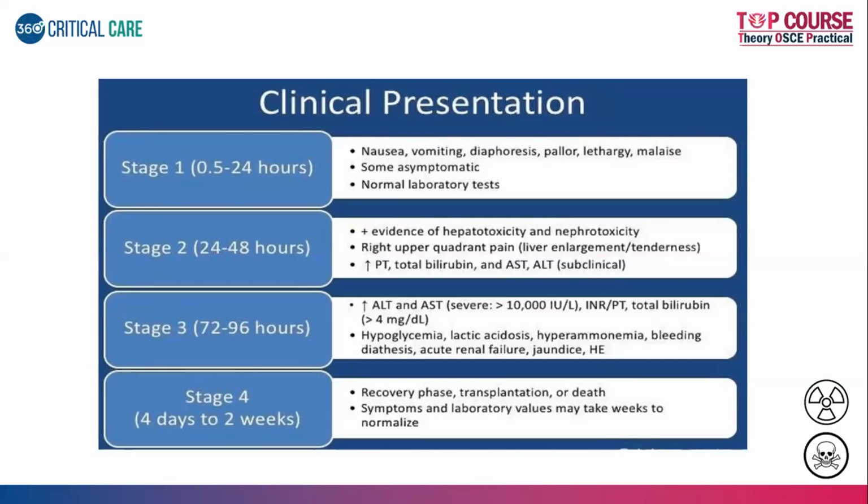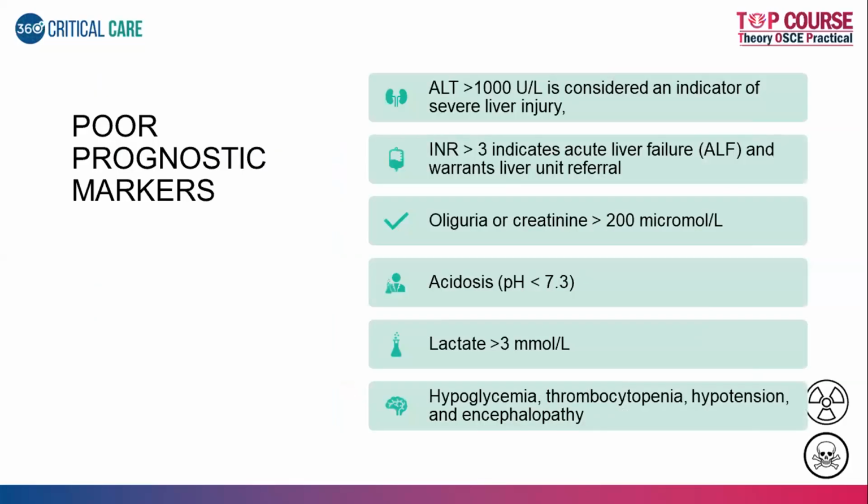Because if the patient is worsening from this period, death is most common in these patients. Now, stage 4, if the patients cross this period, which is from 4 days to 2 weeks, is the recovery phase. Or if the patient is worsening or fits transplant criteria, then transplant can be done. Or if the patient worsens further, death. So past 4 days, all these can occur. The symptoms and laboratory values may take weeks to normalize, so don't expect all your lab parameters to normalize within this period. So this is the clinical presentation and you need to mention this in stages.